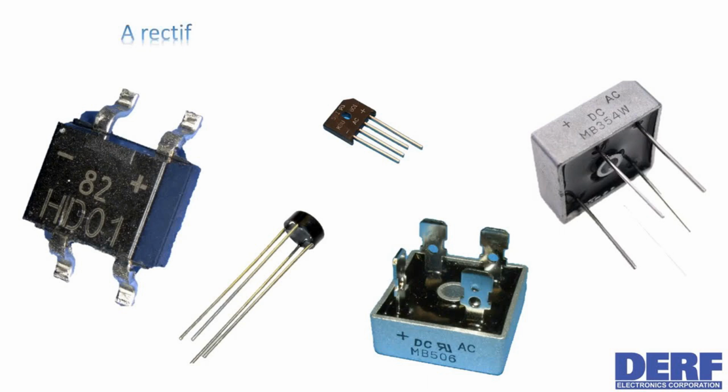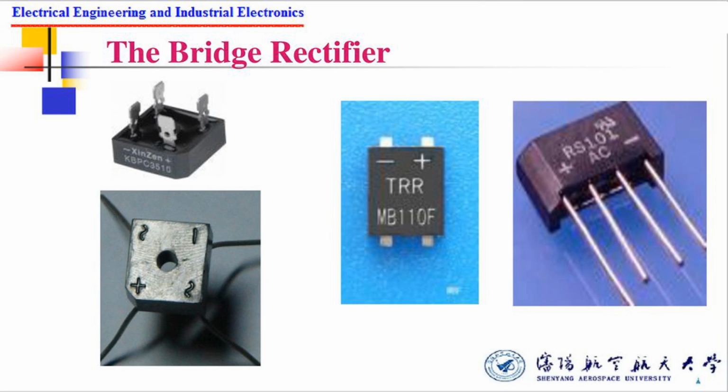In a bridge rectifier circuit, 4 diodes are arranged in a bridge configuration, hence the name. The AC input is applied across 2 diagonally opposite corners of the bridge, while the DC output is taken from the other 2 corners. This arrangement allows the rectifier to utilize both halves of the AC waveform, resulting in a more efficient conversion compared to half-wave rectifiers.